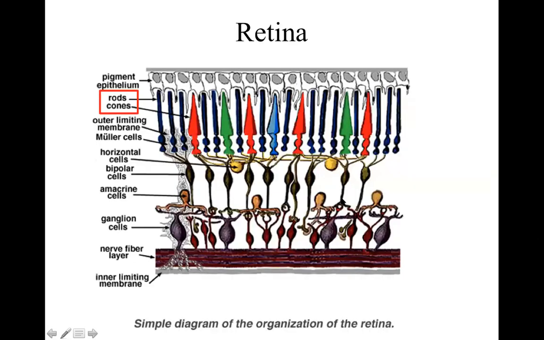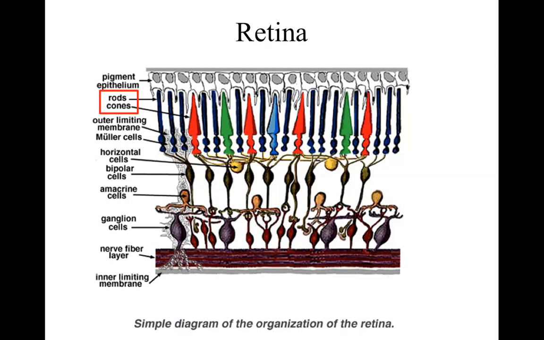Now here you have a simple diagram of the organization of the retina, and here you have the photosensitive cells, which I'll call rods. Rods in Romanian means bastonașe, I think, and cones means conuri. The rods are responsible for nighttime vision, and basically these are very sensitive to black and white inputs, whereas cones are very sensitive to color.